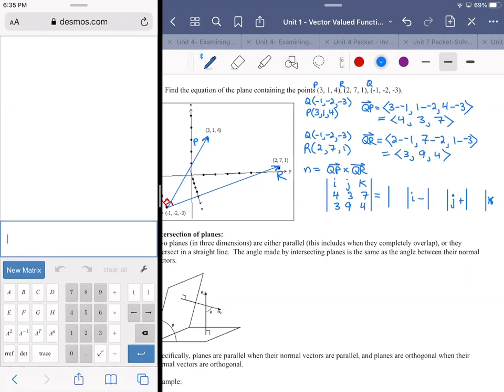So again, to get your individual 2 by 2 square matrices, you're going to disregard the row and column that contains each corresponding letter. So the i, get rid of that, so 3, 7, 9, 4. The j, get rid of that, so 4, 7, 3, 4. And the k, 4, 3, 3, 9.